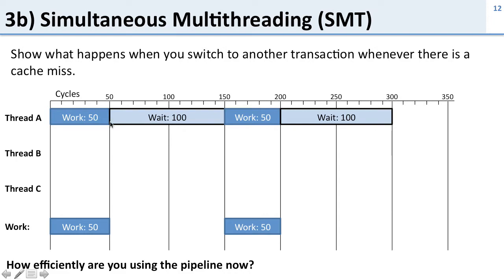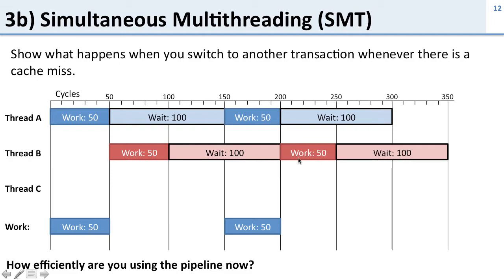Now, when thread A has a miss, if we switch to another thread, so thread B, it's going to do another 50 cycles of work, then it's going to wait and work and wait. So we can go ahead and put that in. Now we're using more of our pipeline for our processor for useful stuff.